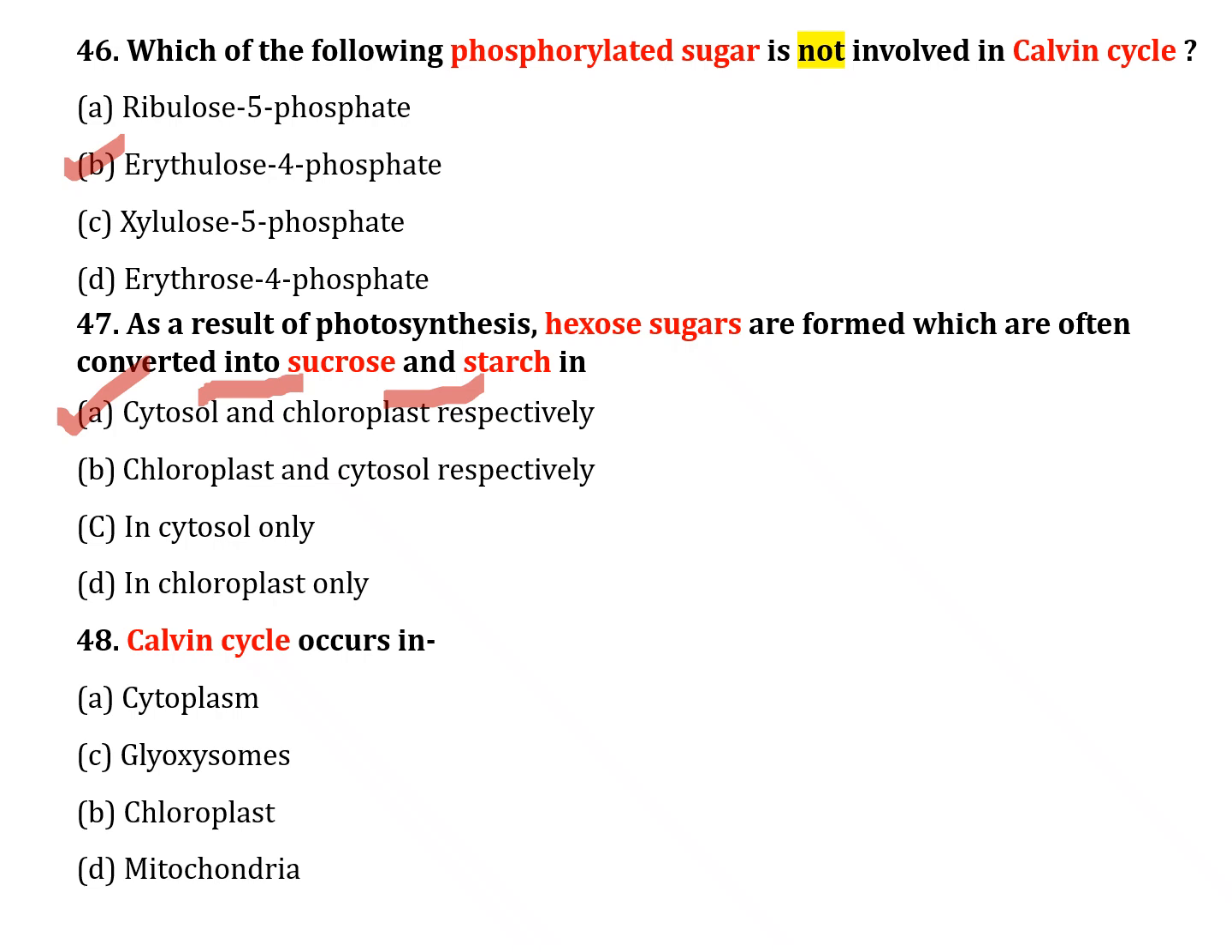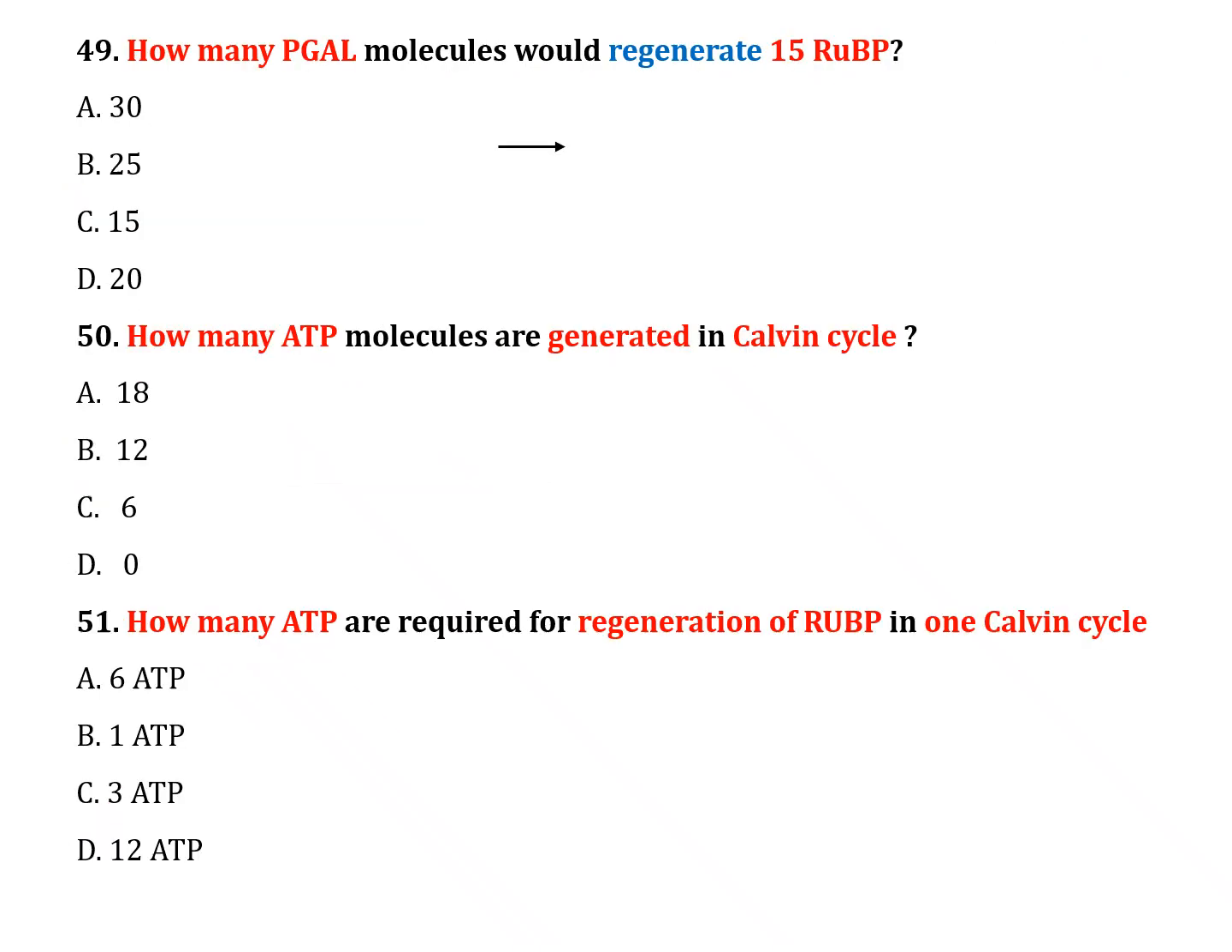The next question, number 48. Calvin cycle occurs in option A cytoplasm, option B glycosome, option C chloroplast, option D mitochondria. The correct answer is option C chloroplast.